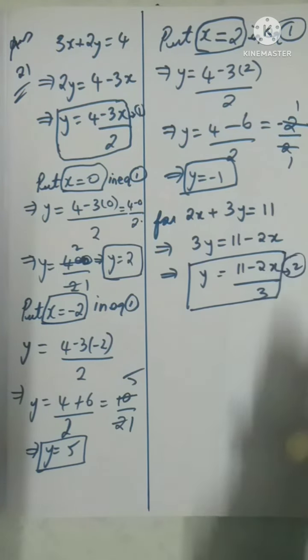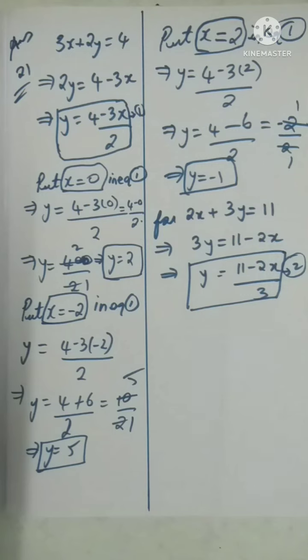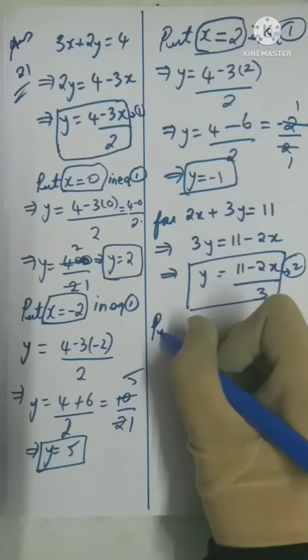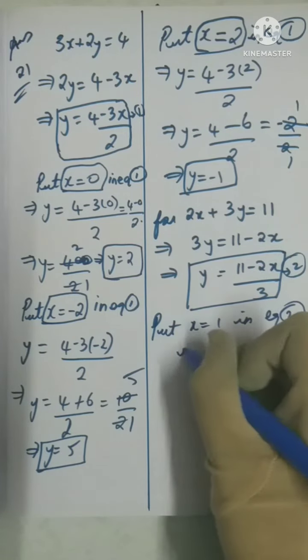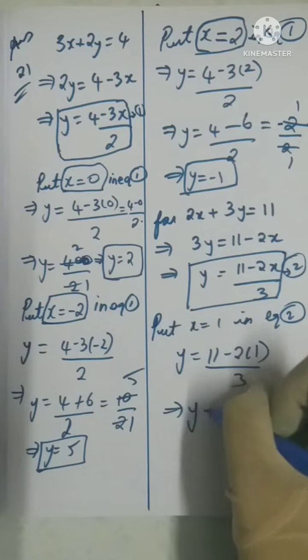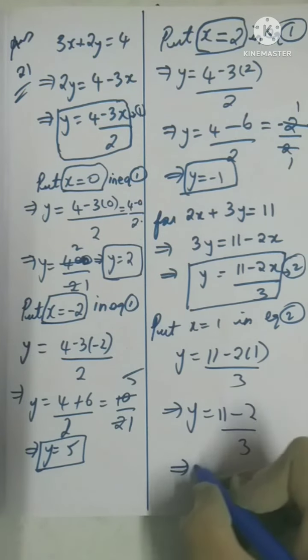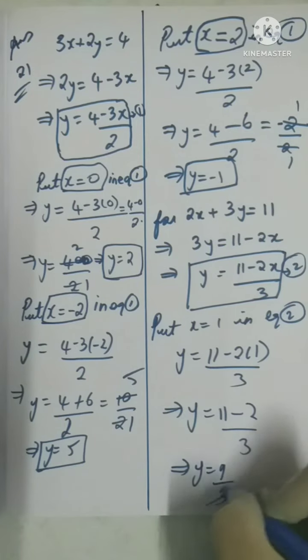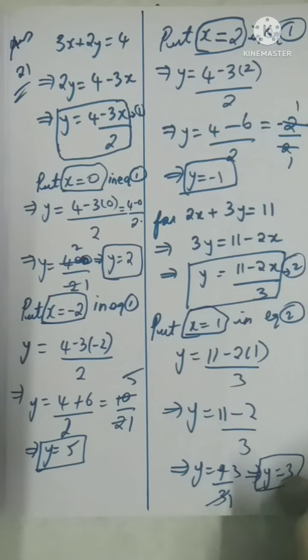Now here we'll substitute x is equals to 1. Put x is equals to 1 in equation 2. We have y is equals to (11 minus 2 into 1) by 3. y is equals to (11 minus 2 ones are 2) by 3. 11 minus 2 is 9. So y is equals to 9 by 3. 3 threes are 9. We get y is equals to 3. So we got when x is 1, y is 3.